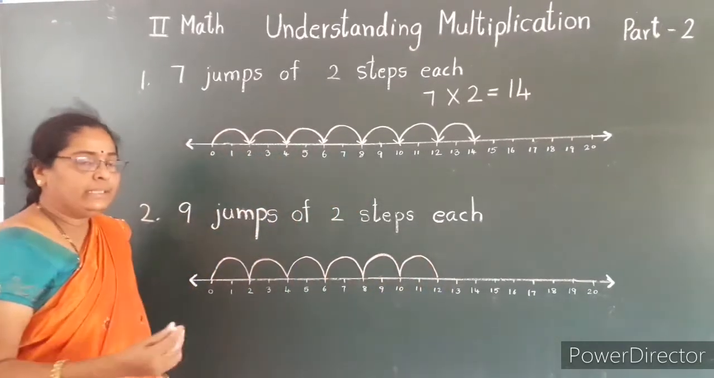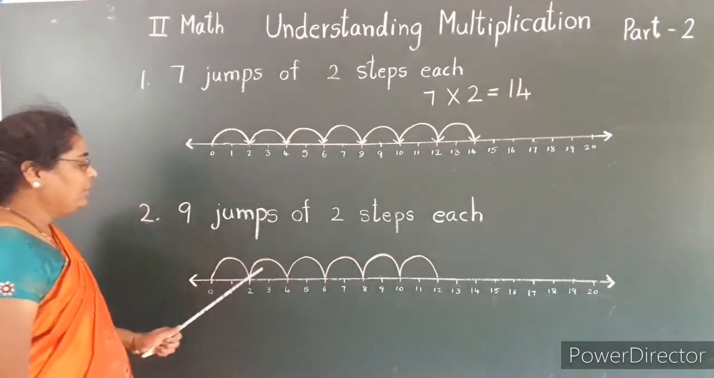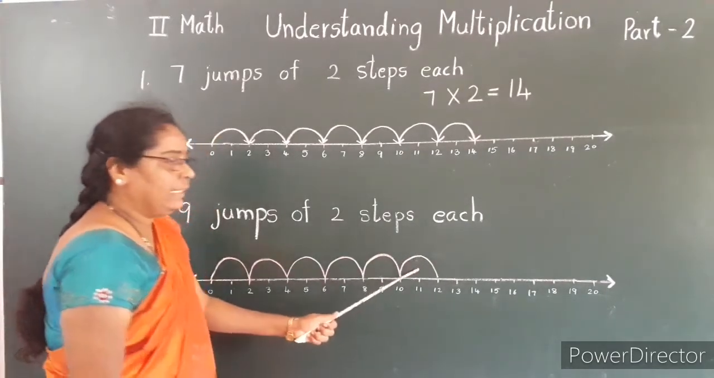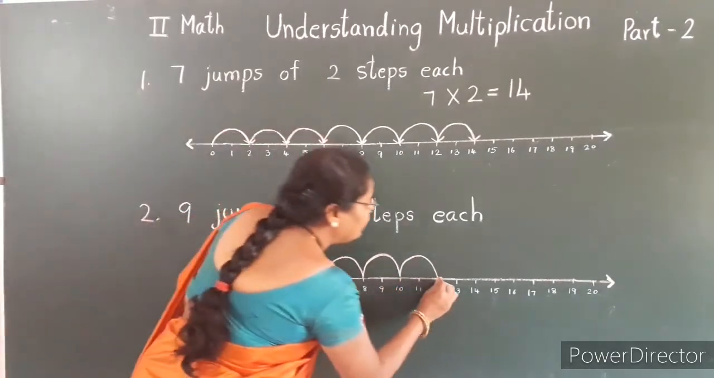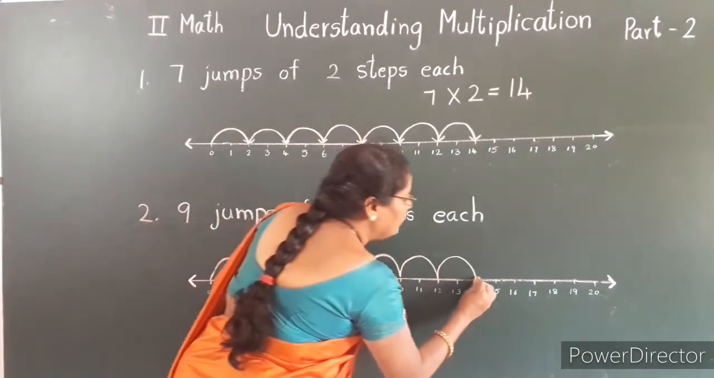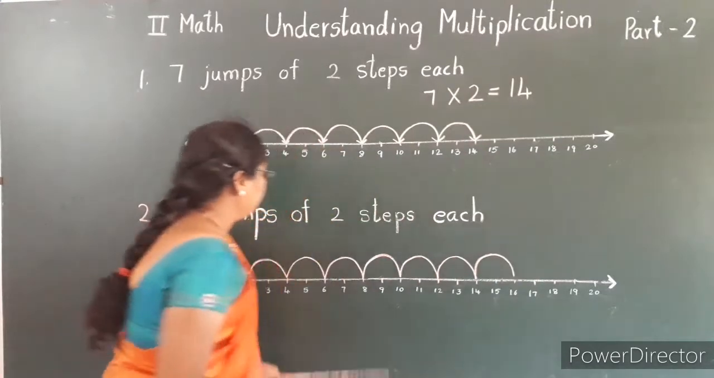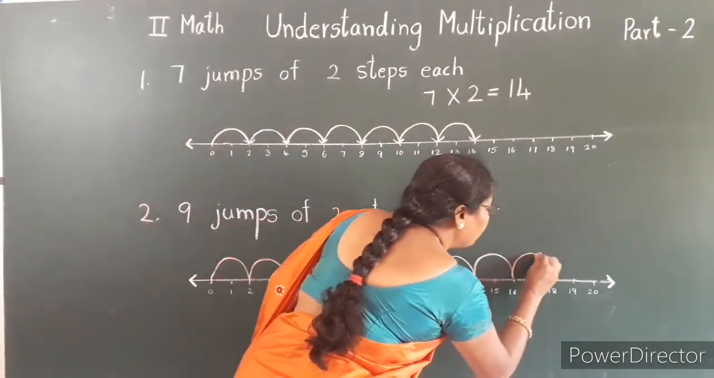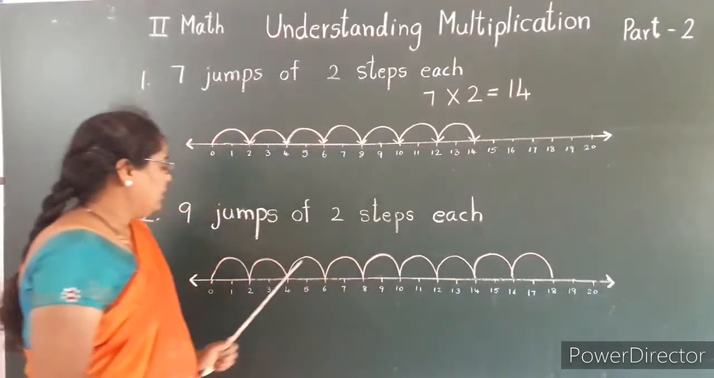Let's count how many jumps over here. One, two, three, four, five, six. Yes, six over. Seven jumps. Eight jumps. Yes, nine jumps. So, one more jump. Nine jumps.